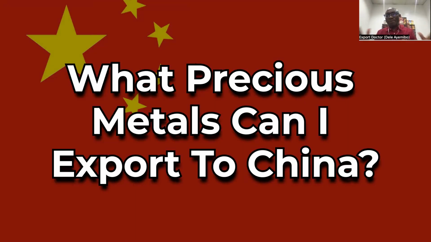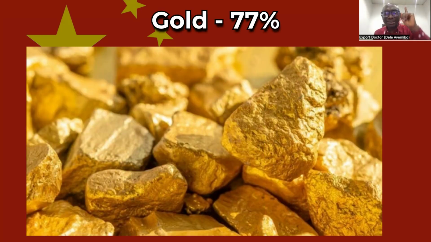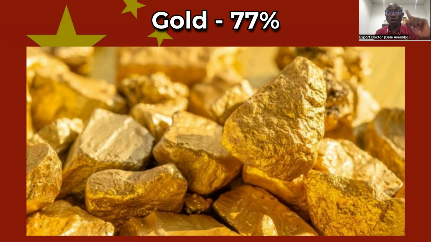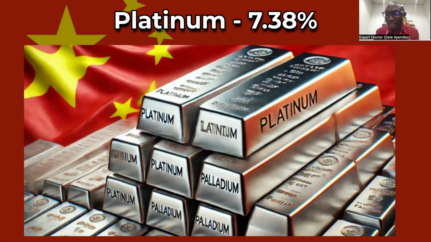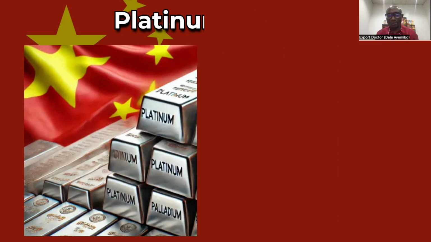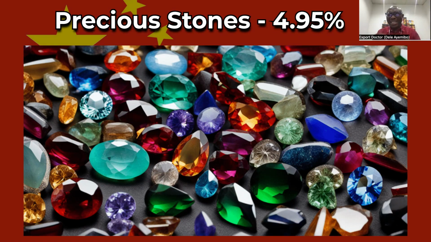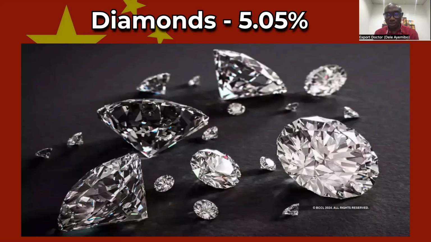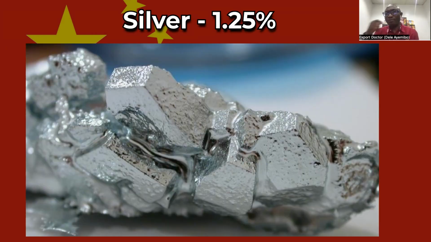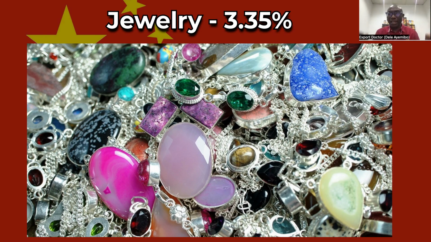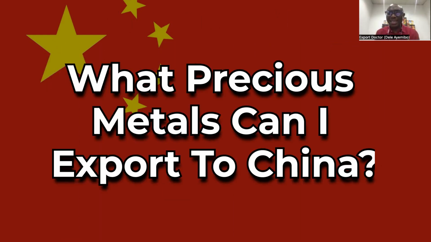You will notice something about all the precious metals. Out of the $87 billion precious metal import, China spent 77% of that money to import gold alone. Then we have platinum, 7.38%. Precious stones, 4.95%. Diamonds, 5.05%. Silver, 1.25%. Jewelry, 3.35%. These are the items of precious metal import of China.